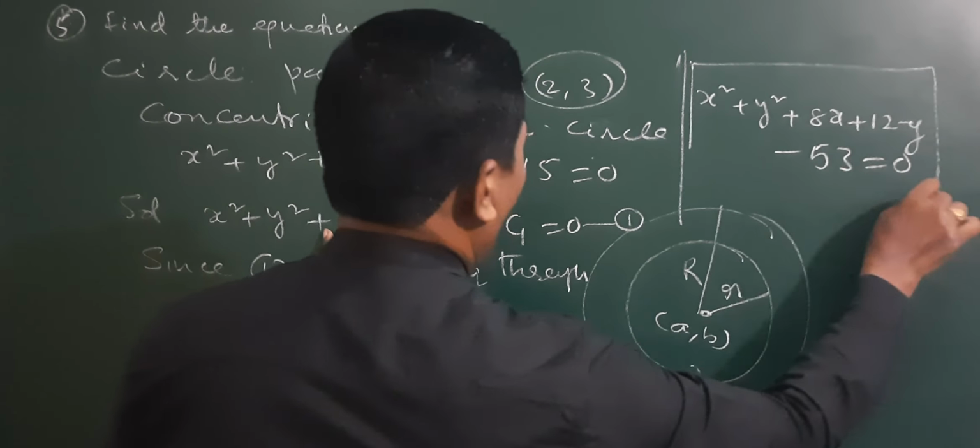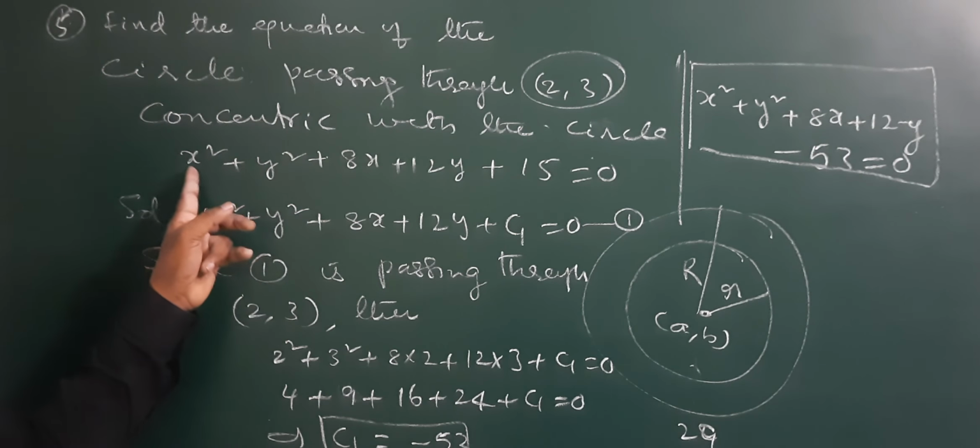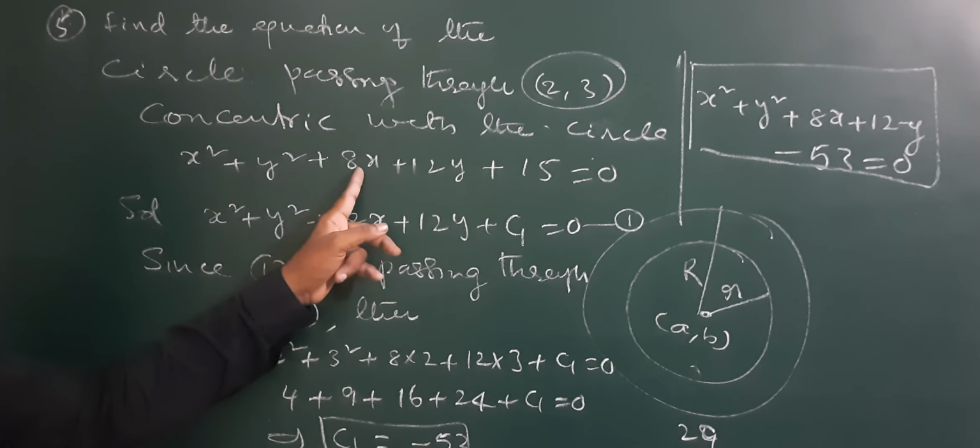This is called a concentric circle with the circle x square plus y square plus 8x plus 12y plus 15 is equal to 0.